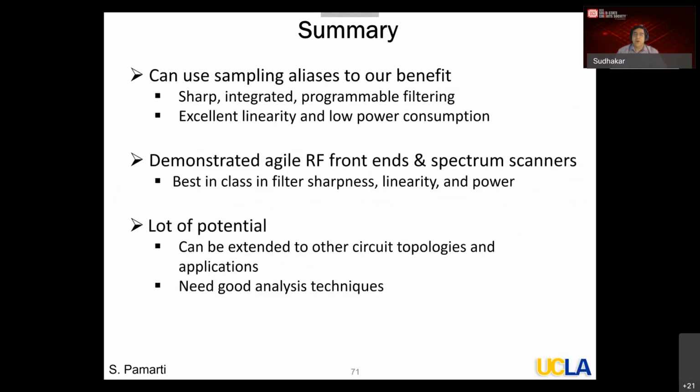So in summary, what I've tried to show is that you can use sampling aliases to our benefit. It gives us sharp, integrated, programmable filtering, and promises excellent linearity and low power consumption. So I showed this demonstrated in agile RF front ends and spectrum scanners. And we got best in class in filter sharpness, linearity, and power.